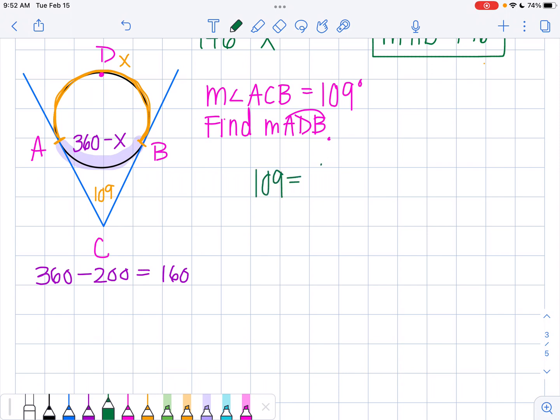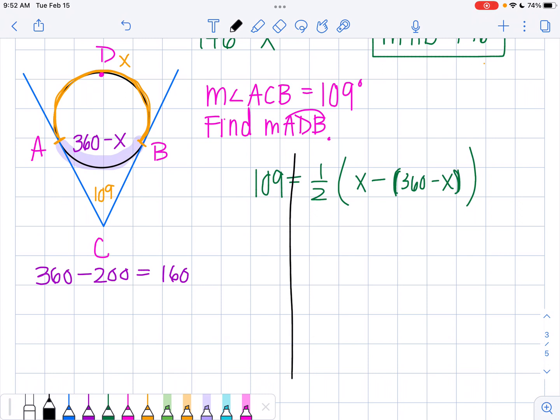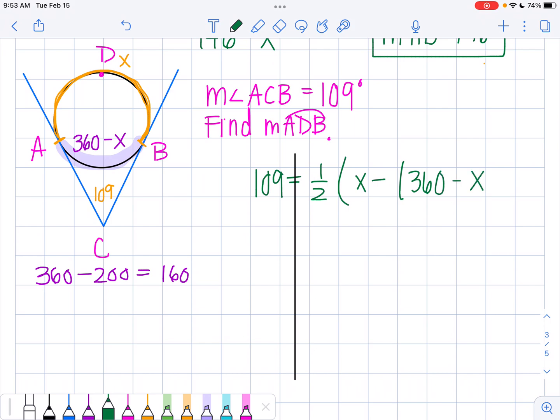Okay, so my formula says my angle is equal to 1/2 times my far arc, which is x, minus, now be careful because we're subtracting a group here, minus 360 minus x. You want to be careful when you subtract a group. I'm going to write this a little bit bigger so I can have some more space. Minus 360 minus x, like this. When you're subtracting this group, you want to put it in parentheses because you have to add the opposite of everything on the inside.